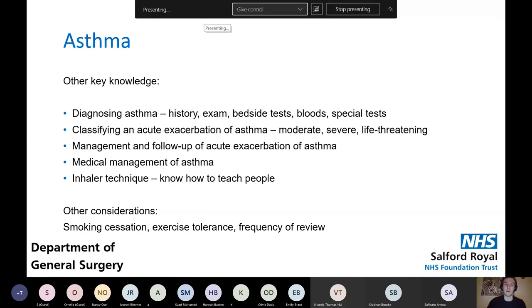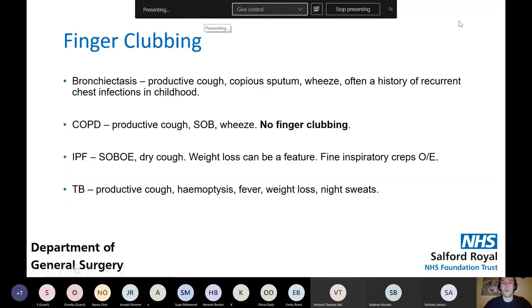And again, have an idea of some of these other considerations. So again, smoking is really bad for people with asthma. Any respiratory disease, just know that smoking cessation is absolutely key for making people better. A really common topic, so you need to know this well. Right.